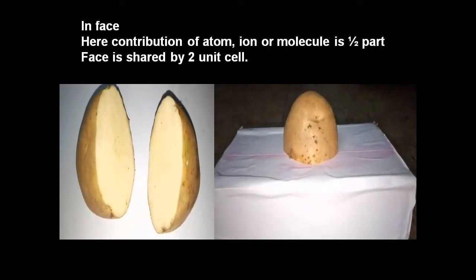Here we are going to see the contribution of an atom in the face centered cubic unit cell. First of all, I cut the potato. Half of the potato alone I placed on the flat surface of the cubic unit cell. Here, to get the full form of the atom, we have to share between two unit cells. So here the contribution of an atom in the face center is 1 by 2.